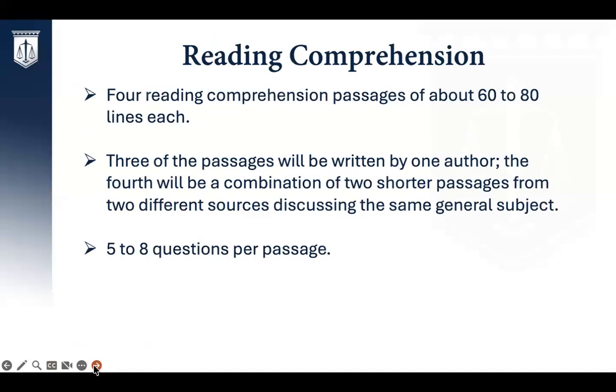There are 4 reading comprehension passages of about 60 to 80 lines each. They are usually quite boring, about things you don't necessarily care about or ever wanted to learn about. However, it's really important that you not fall asleep. 3 of the passages will be written by one author. The 4th will be a combination of 2 shorter passages from 2 different sources discussing the same general subject. 5 to 8 questions per passage.